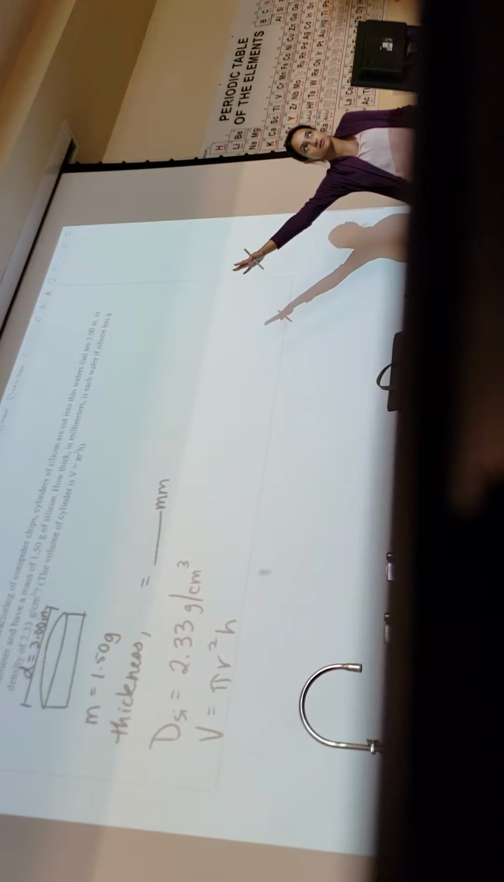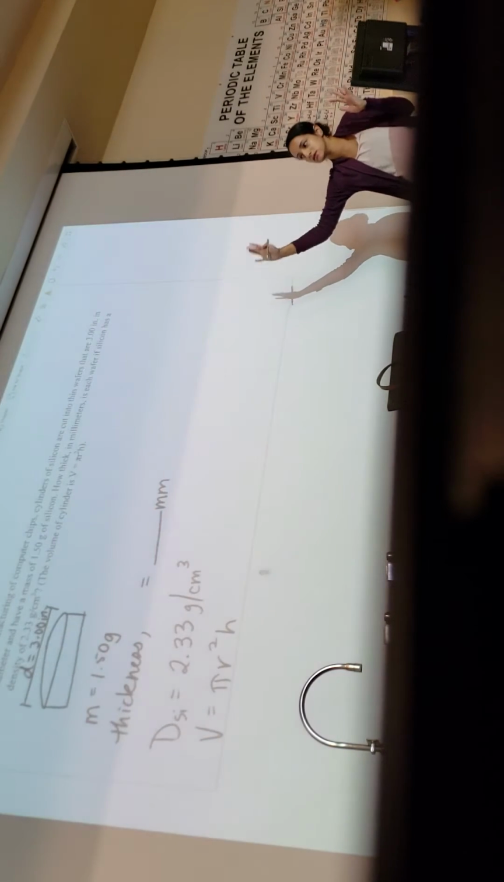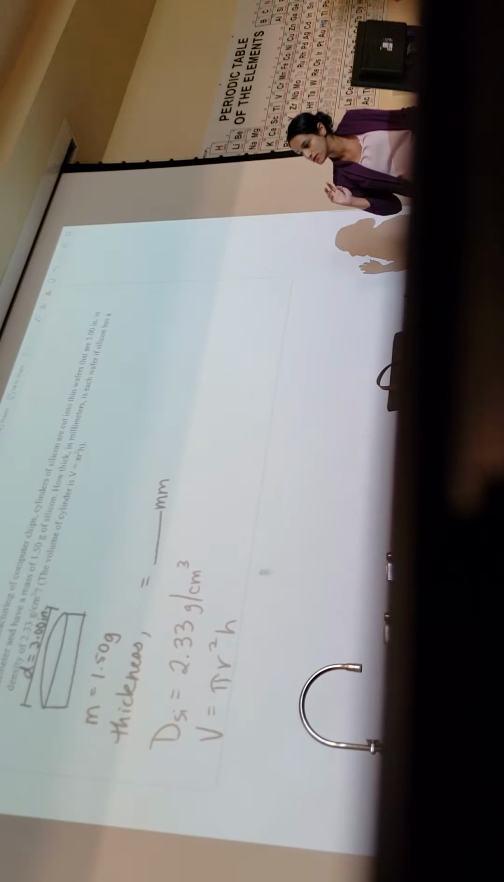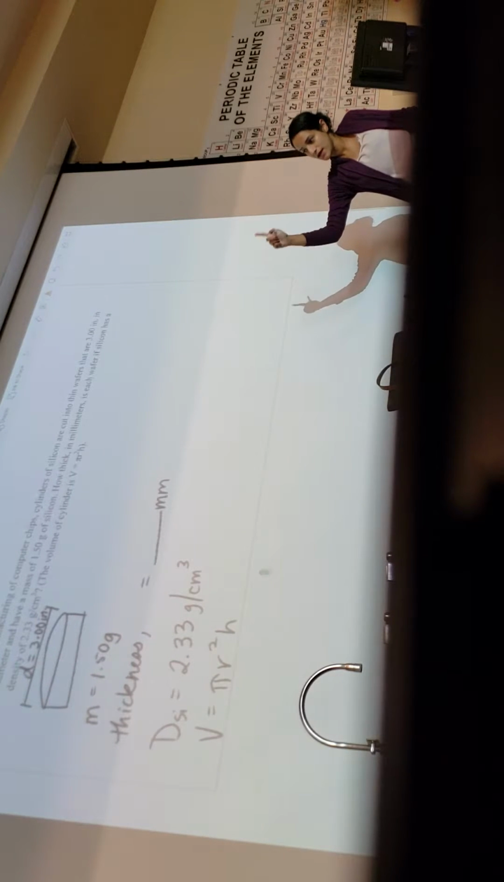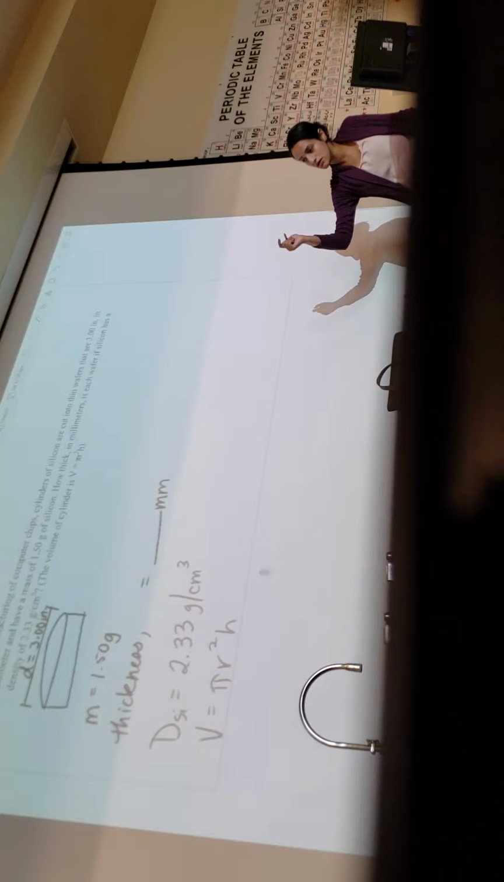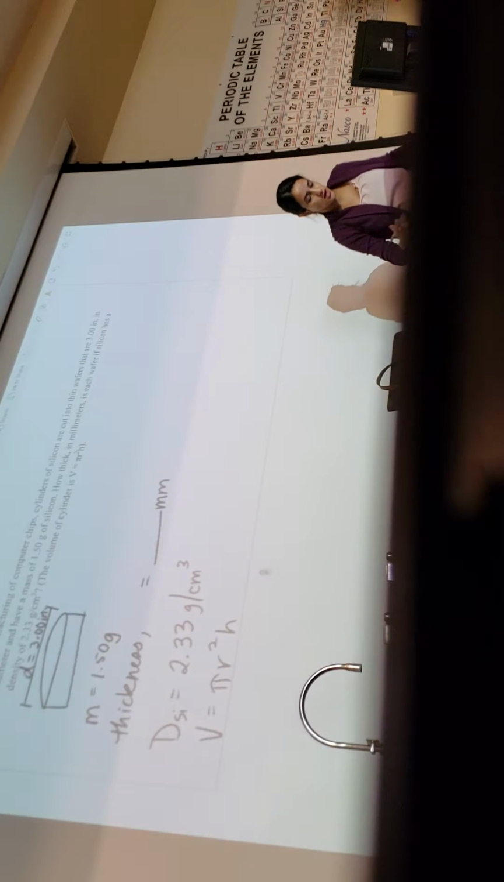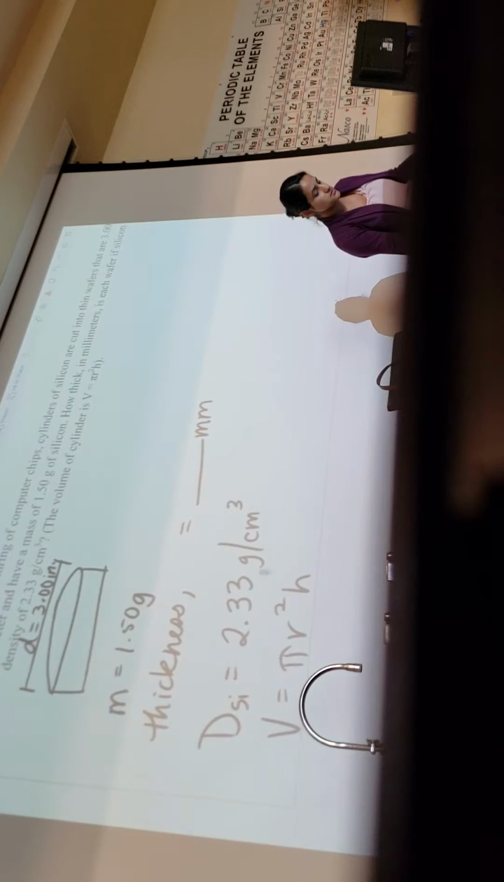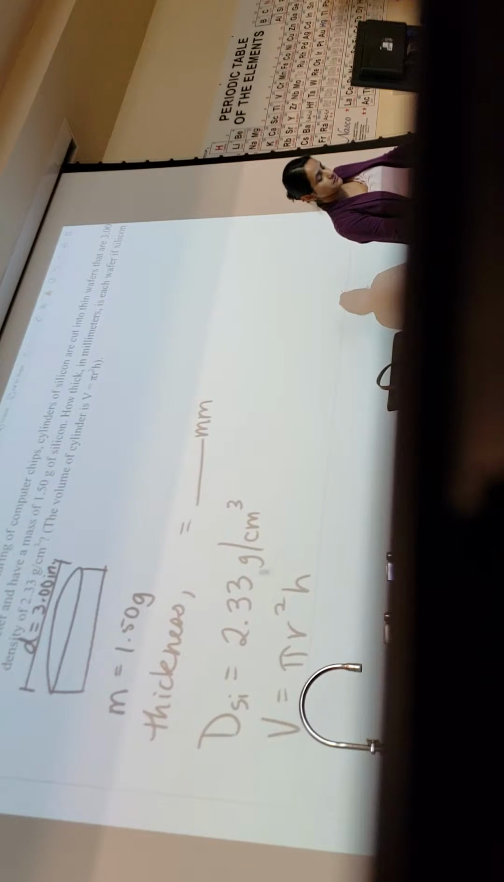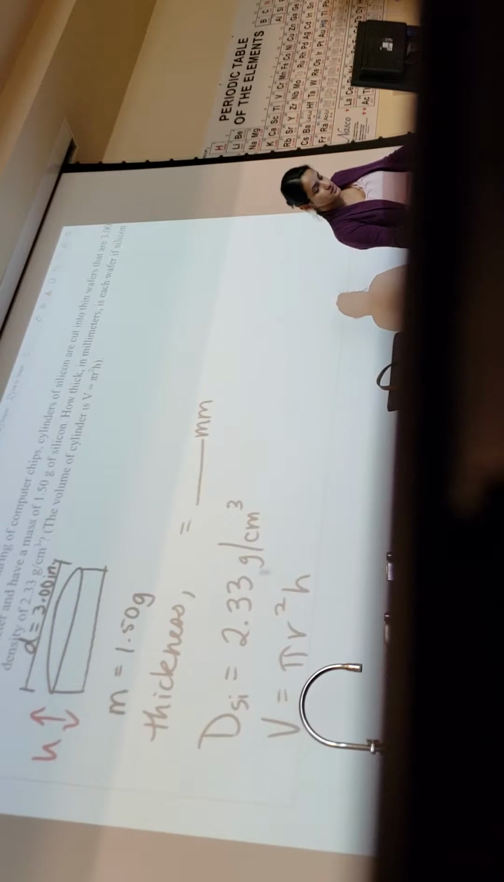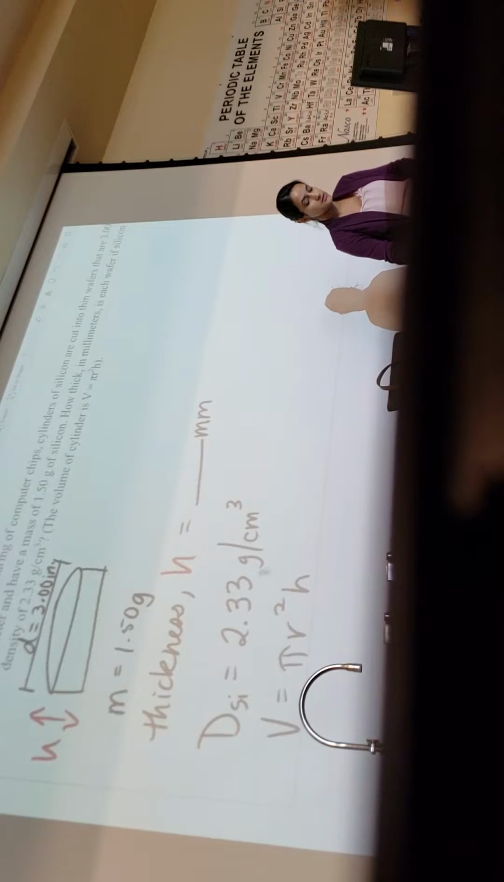Volume of a cylinder. So there's a reason why they're giving you that. Now, they give you the diameter, the mass of the cylinder, and they want you to figure out the thickness. What are they talking about when they say thickness? The height. Yeah. They're talking about the height. So I'm looking for H. That's what I'm looking for.